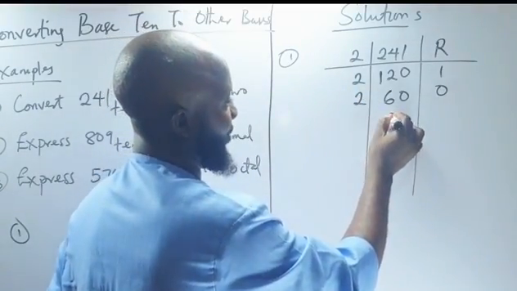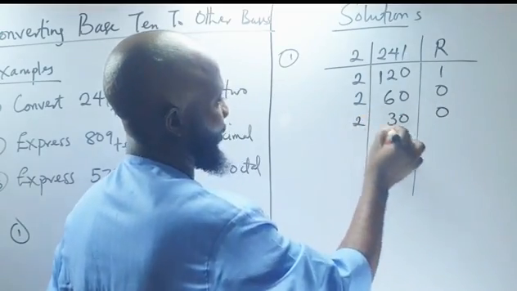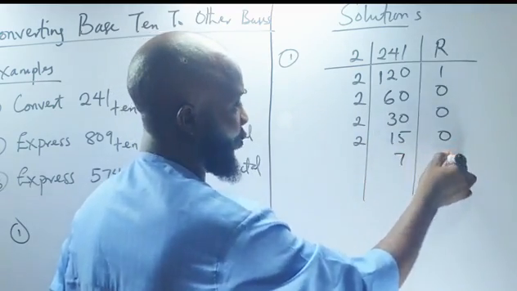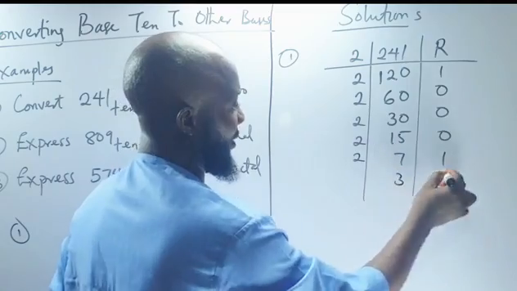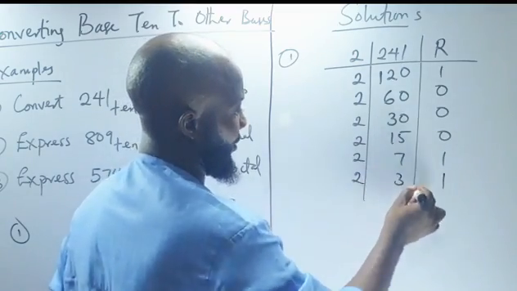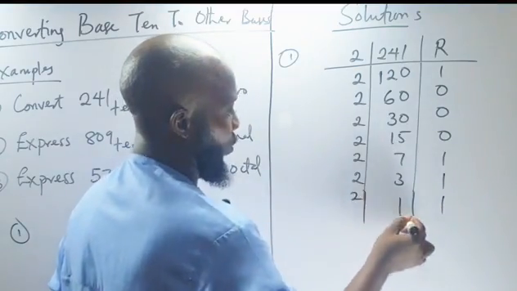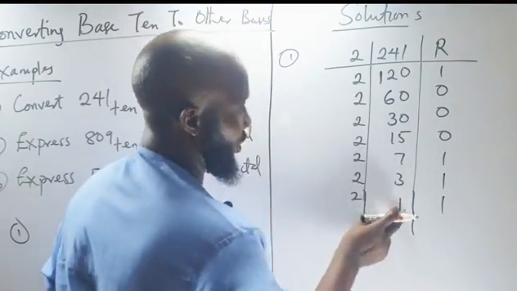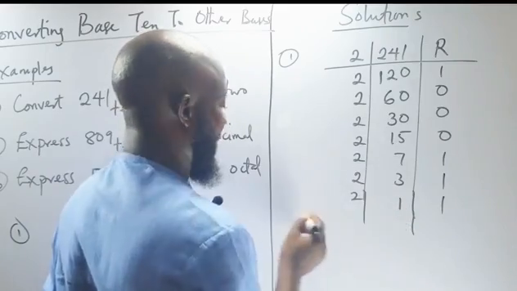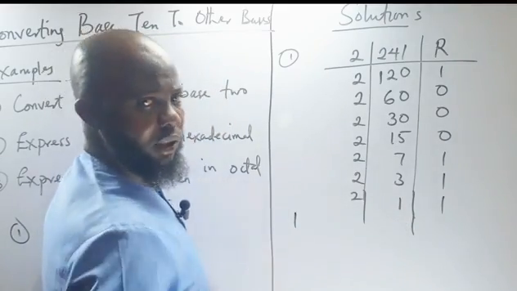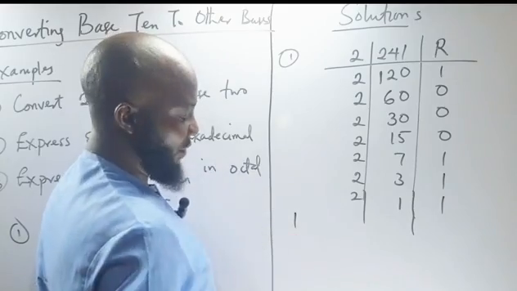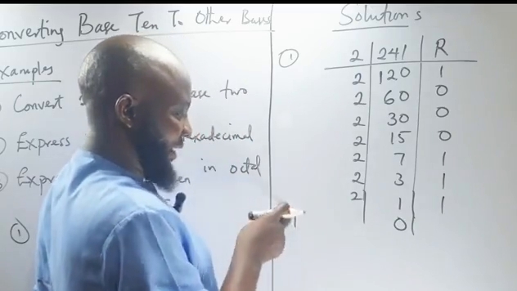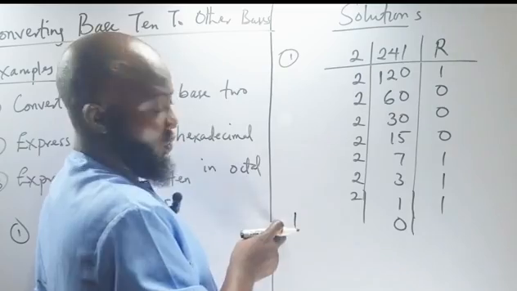Then 2 can go again. 2 in 60 is 30, remainder 0. 2 in 30 is 15, remainder 0. 2 in 15 is 7, remainder 1. 2 in 7 is 3, remainder 1. 2 in 3 is 1, remainder 1. Then 2 in 1. Please take note of this aspect: you cannot use 2 to divide 1. You can't ask how many 2s are in 1. Is it possible? No. So what you have is 0.